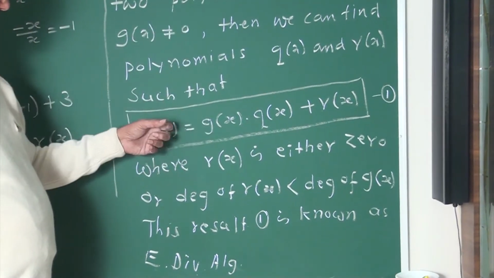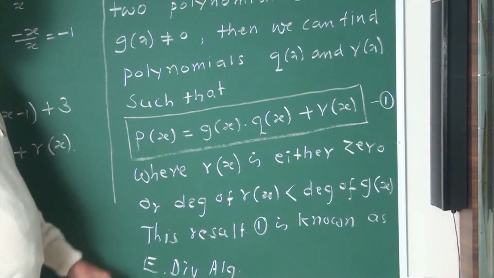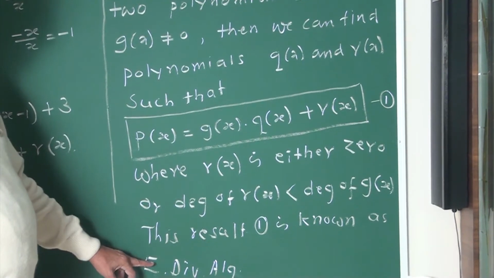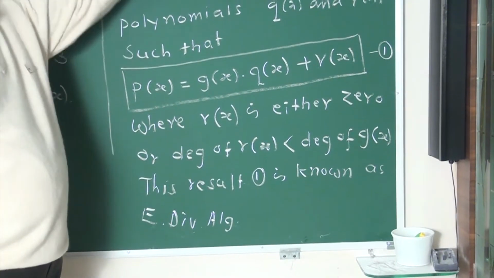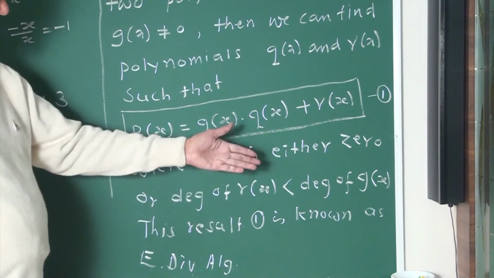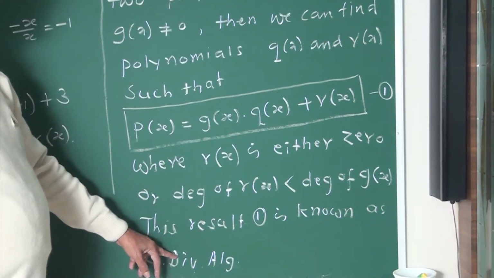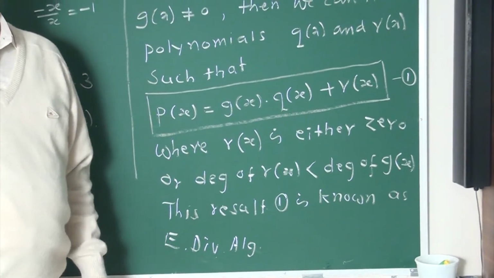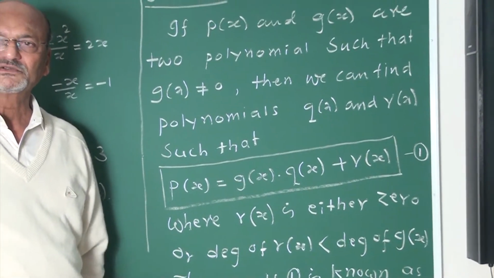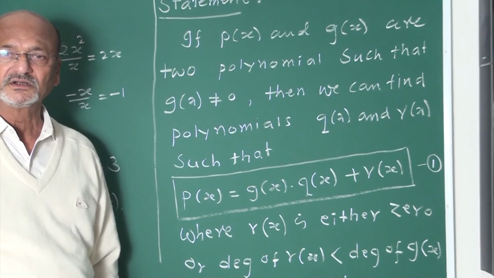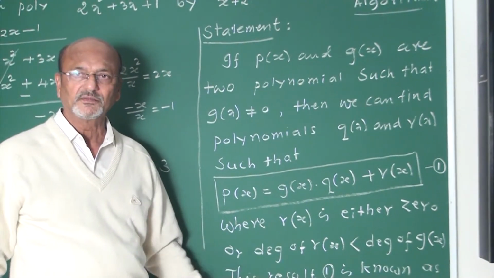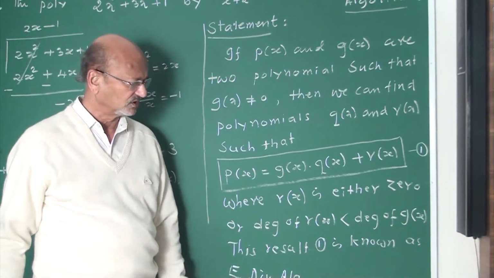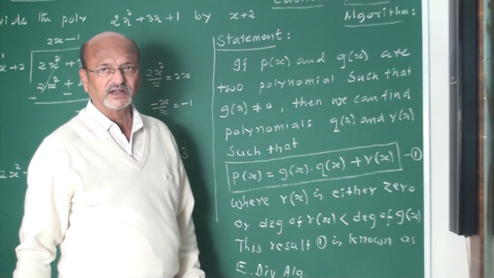In this case, this is known as Euclid's division algorithm. I have written it above, in brief. Yes, you must know it. The examiner may ask this sometimes, these definitions are very important. Yes, my friends. What next?